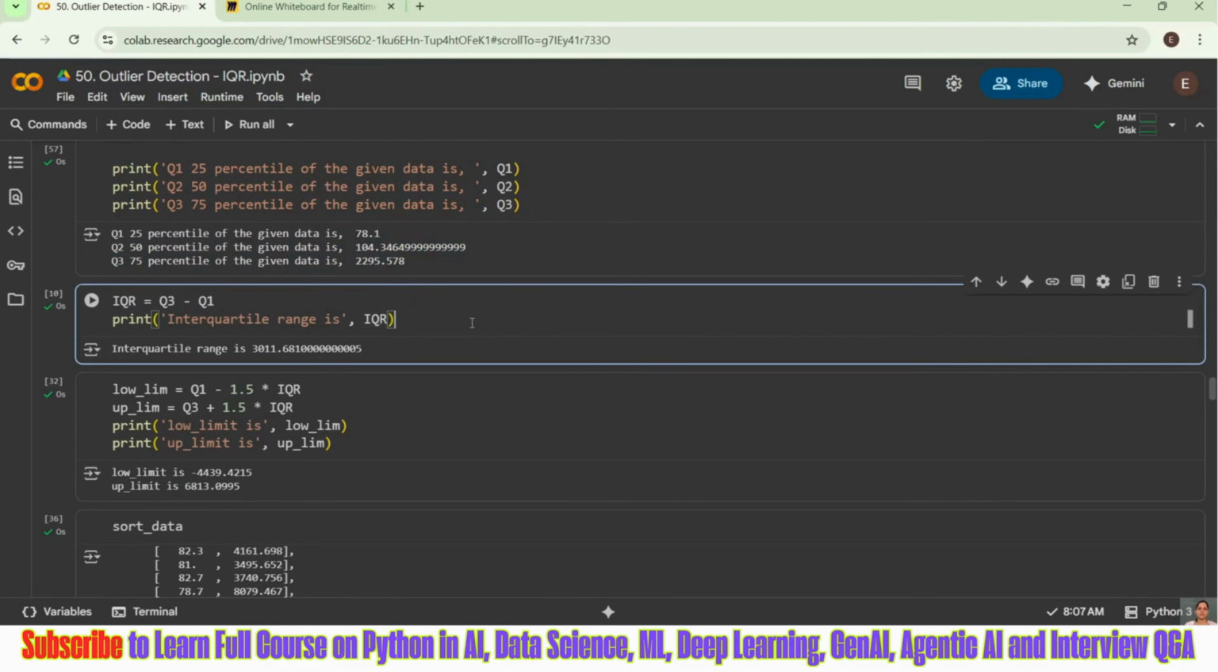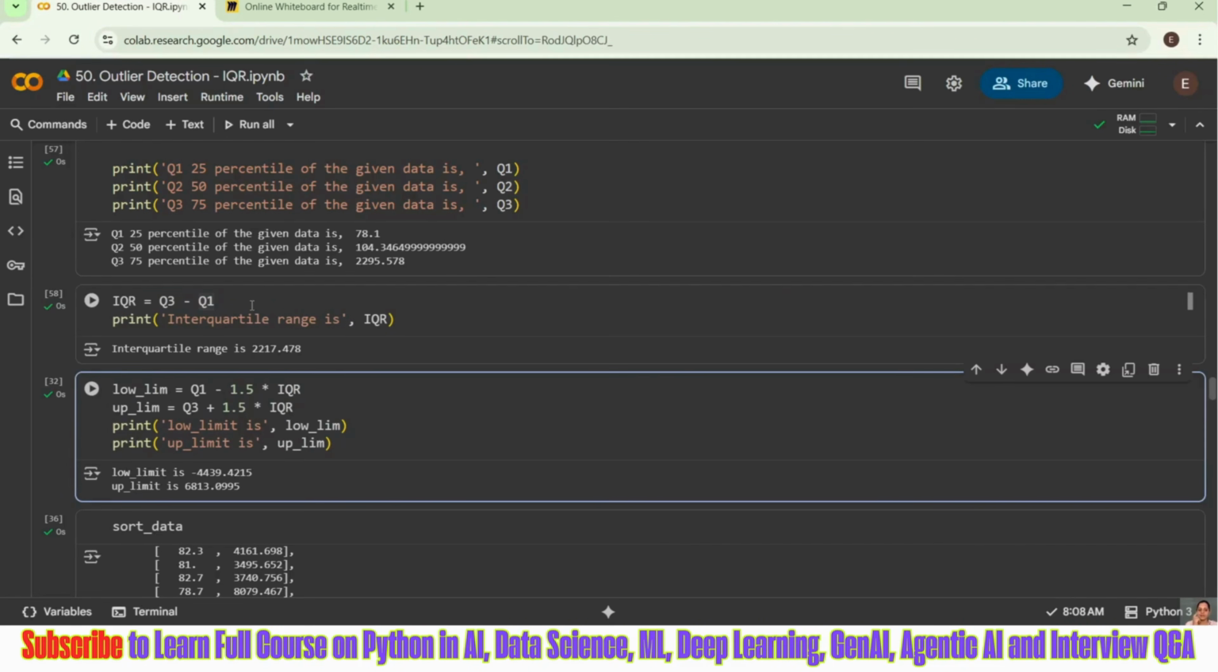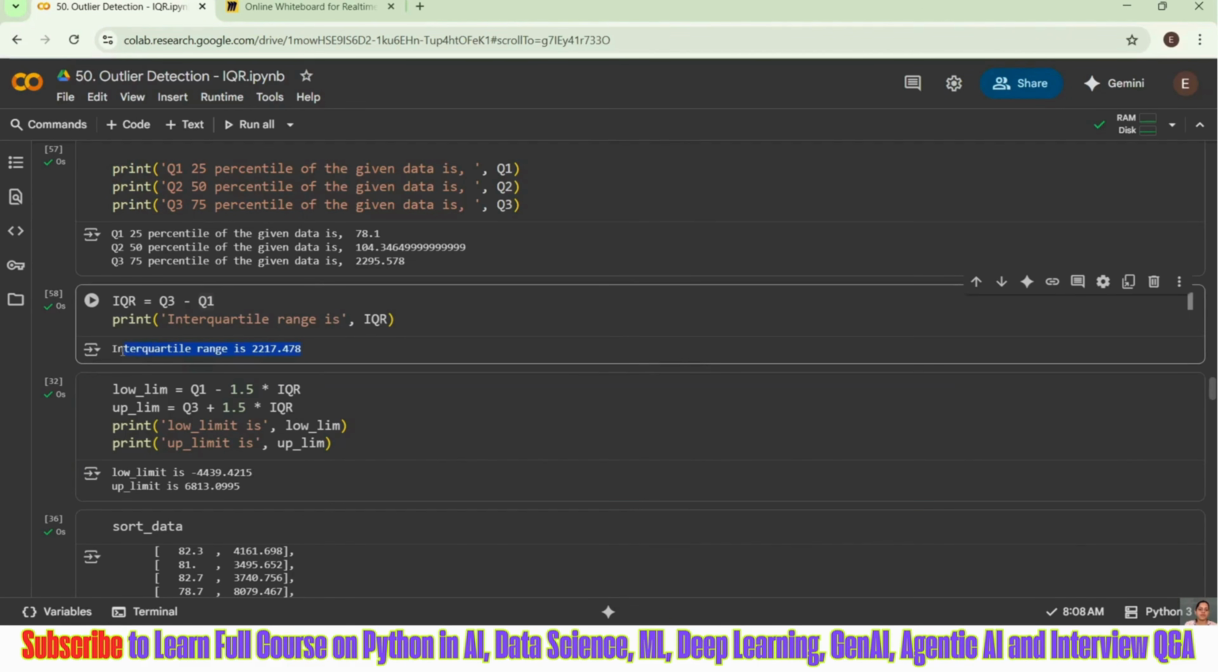After calculating Q1, Q2, and Q3, I need to understand my IQR value, right? So, how to calculate that? I need to get the difference of Q3 minus Q1. This is a manual method. I will show you how to get it by the SciPy method after this. So, I got my IQR, the interquartile range, which is 2217.478. That means this is the cost, or the spending USD value, which I got.